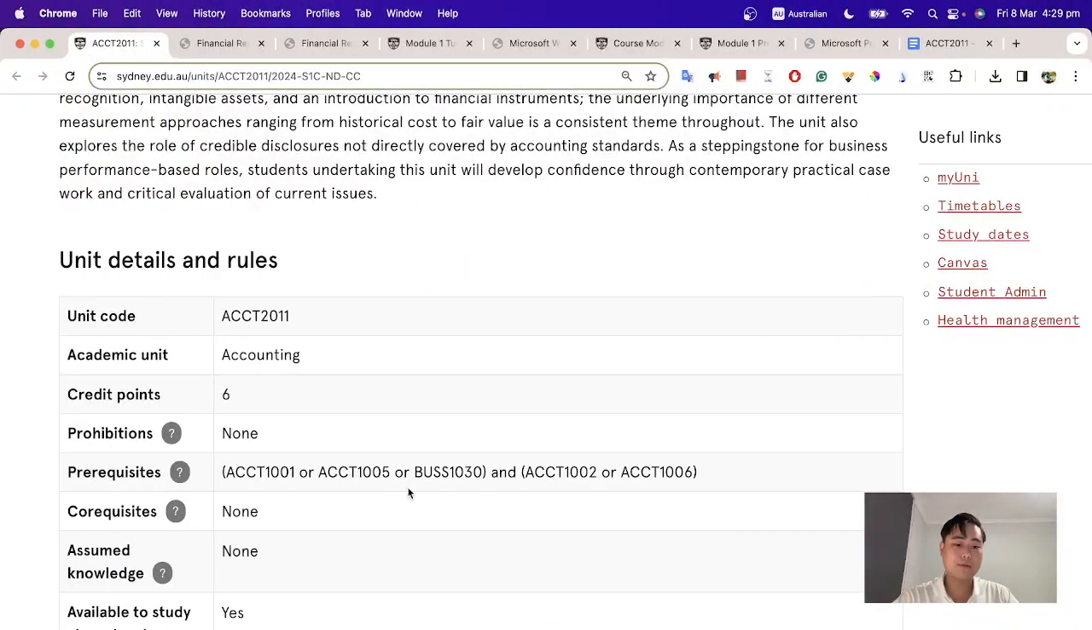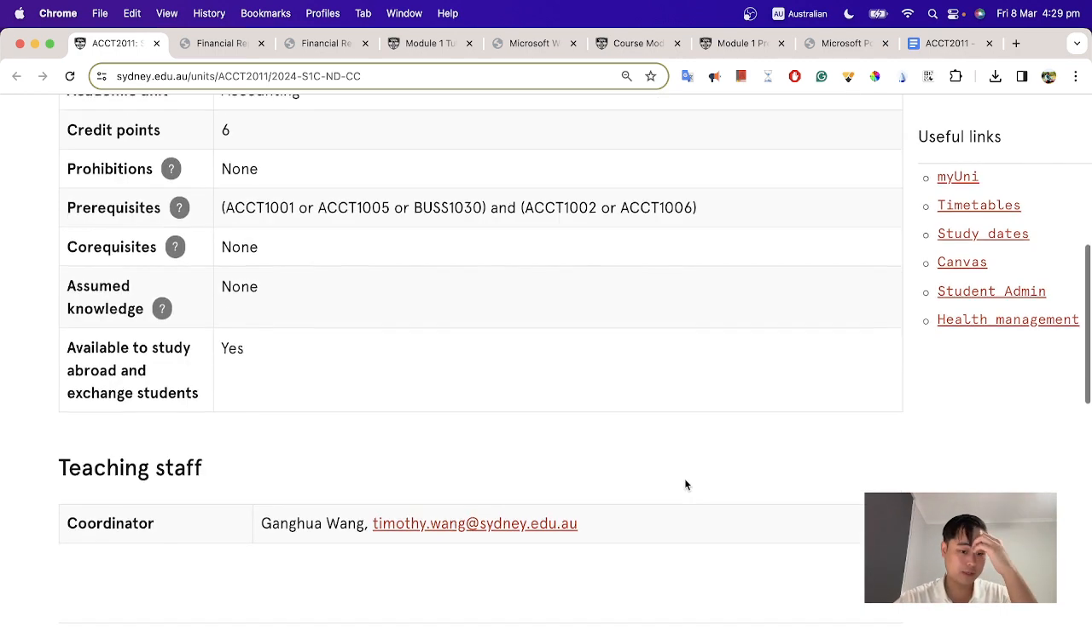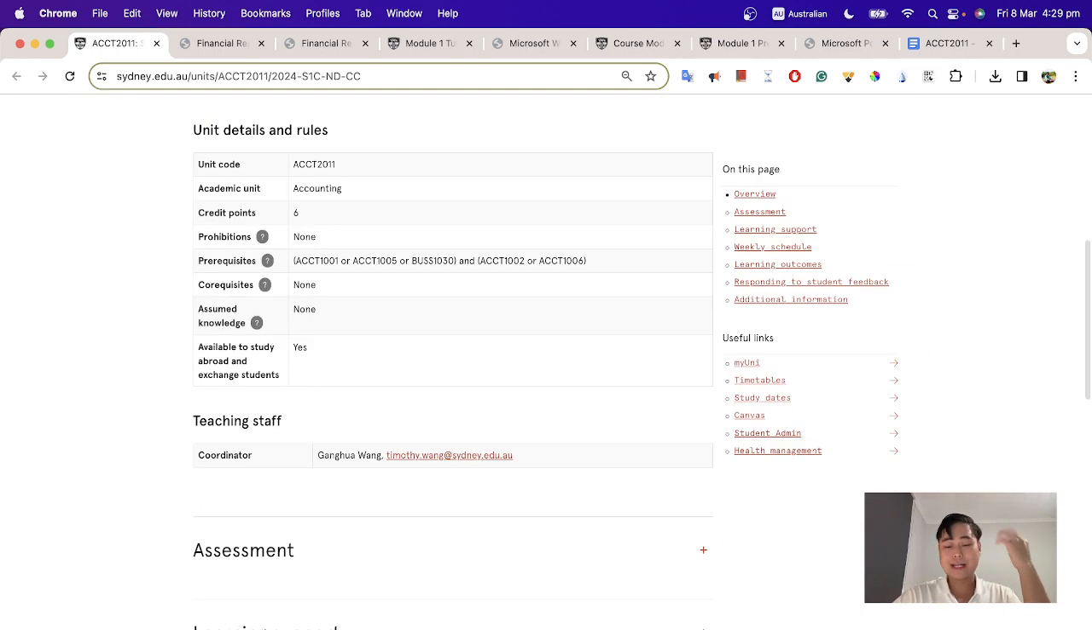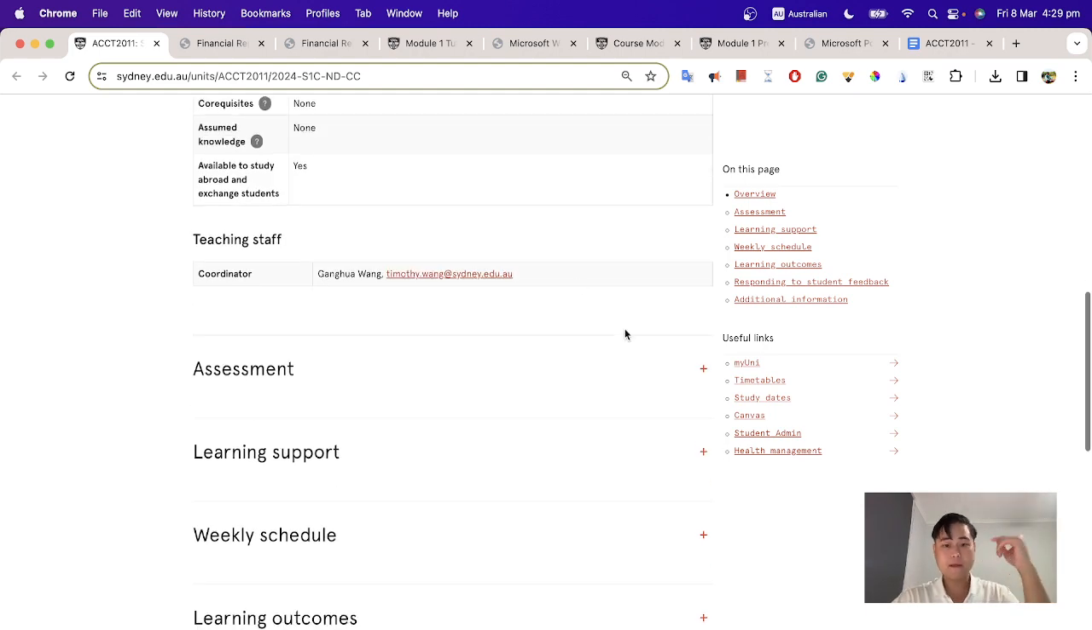So this is a 2000 level course. There are prerequisites. The prerequisites are ACCT 1006 or BUSS 1030, and I have done ACCT 1006 and BUSS 1030. So there are 2 prerequisites. Once again, this is a 6-unit full-time 1-semester course expected to have 2 hours of lectures and I think 1 hour of a tutorial.